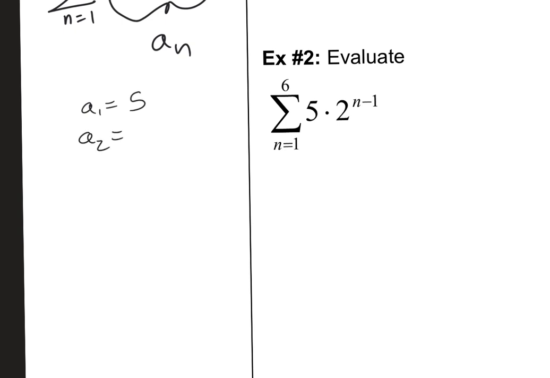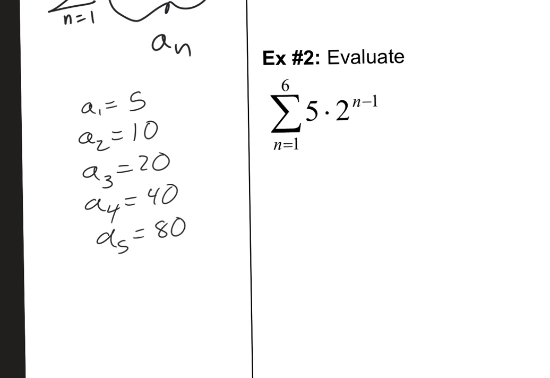What would the second term be? Well, hopefully you can look at this and you can see the common ratio is 2. So I think we're just multiplying by 2. So I think the answer is going to be 10, but let's just work it out. If I plugged in a 2 for n, 2 minus 1 is 1. 2 to the 1 power is 2, and 2 times 5 is 10. And so you could kind of tell what we're doing here. We're just multiplying by 2 every time. And so you can kind of just skip ahead.